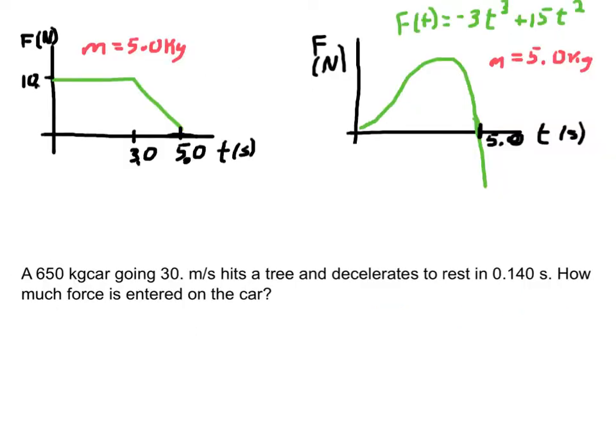Now, the area under a force-time graph is the object's impulse, which is the change in momentum. So area under a force-time graph, force times time, is impulse. Area under a force-time graph, think about the integral, is the change in momentum. So if I have a very simple-looking graph, for example, like this one, all I need to do is calculate the area of the two sections.